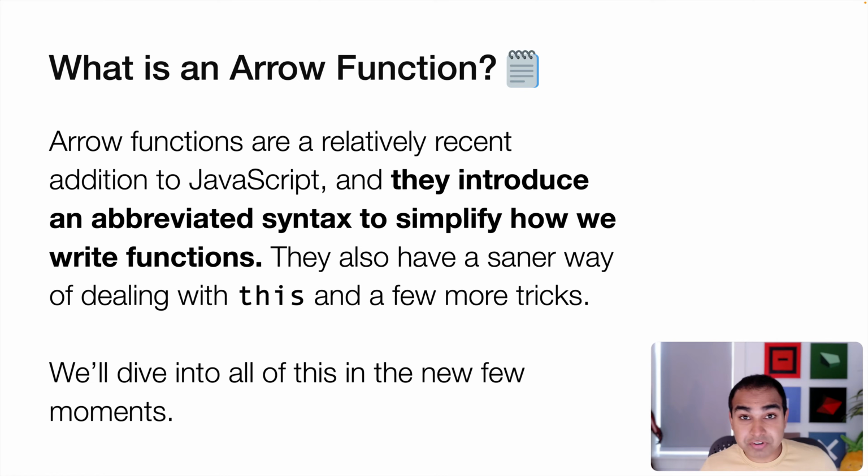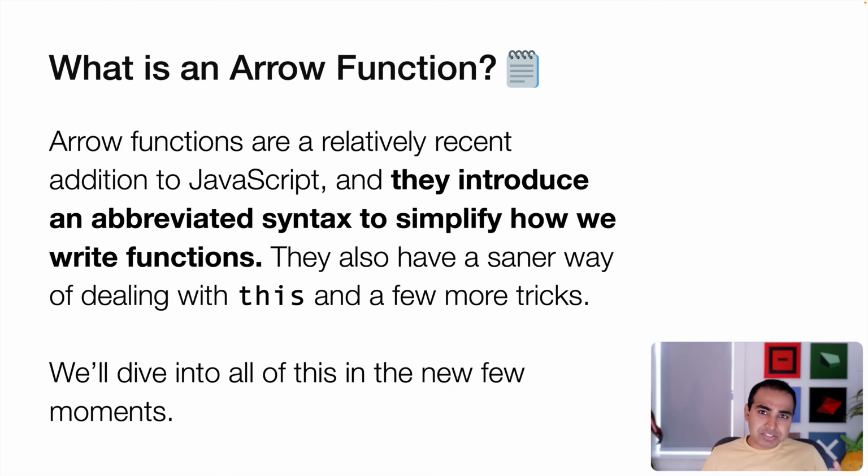We've had functions for a very, very long time, almost since the beginning of the days of JavaScript. Now, arrow functions are relatively new. They were added in the past few iterations of the JavaScript spec, and what they do is introduce an abbreviated syntax to allow us to simplify how we write functions. So instead of writing it in more characters and more code, we can do so in a more compact way.